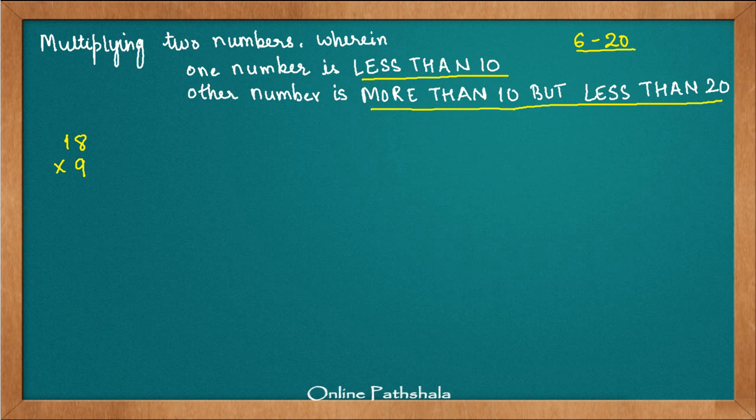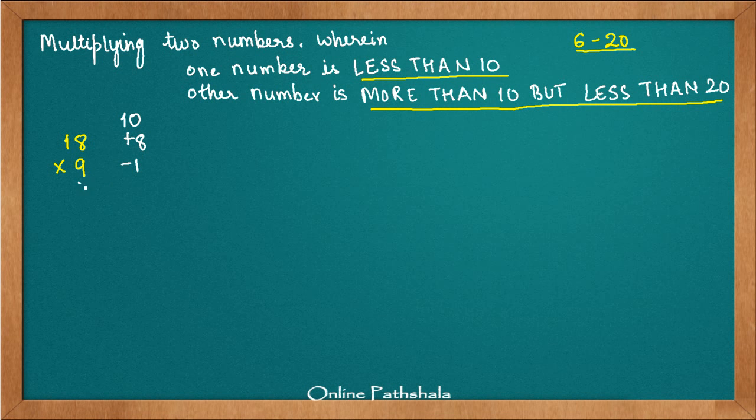Now the method is essentially the same, but what will differ is the way in which we arrive at the final answer, and that is mainly because we have to consider both a surplus and a deficit. That is, one number is more than 10, the other number is less than 10. So let us start with our usual method. We write down 10 over here, which is our base. Now if I add plus 8 to 10, I will get 18. So 18 is 8 more than 10, and 9 is 1 less than 10, so therefore it's a deficit, minus 1.